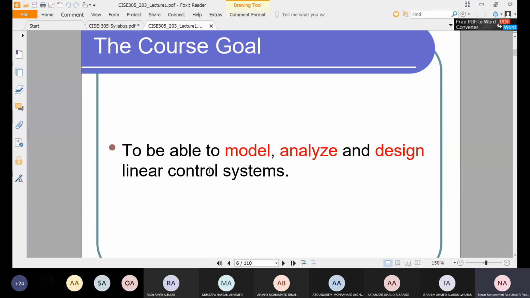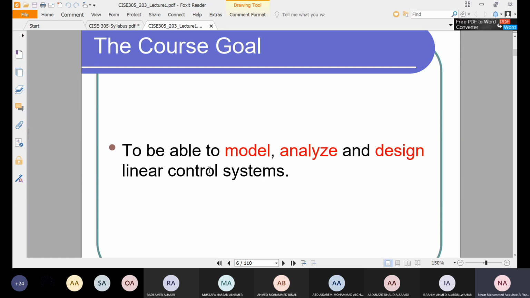What do we mean by analyzing the system? Is the system stable? Is the system useful or useless? Is the system affected by unwanted signals? Okay. How do we attenuate these effects, how do we eliminate these effects? All these things we'll study, inshallah.